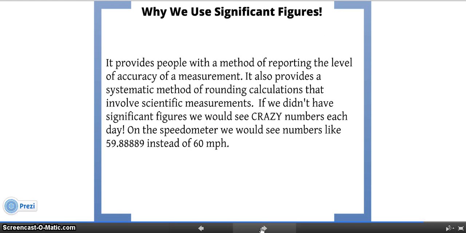Why use significant figures? It provides people with a method of reporting the level of accuracy of the measurement. It also provides a systematic method of rounding calculations that involve scientific measurements. If we did not have significant figures, we would see crazy numbers each day. On the speedometer, we would see numbers like 59.8889 instead of 60 miles per hour.